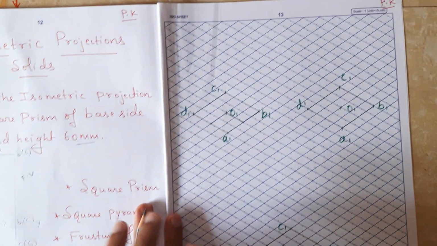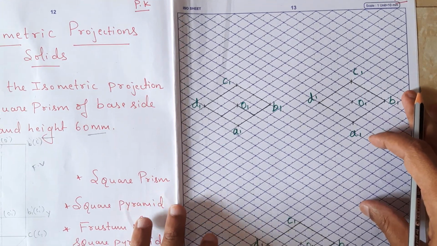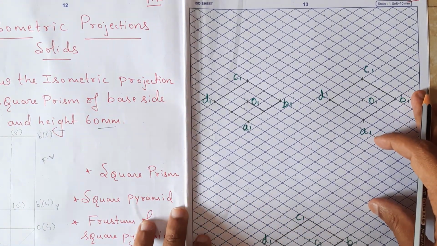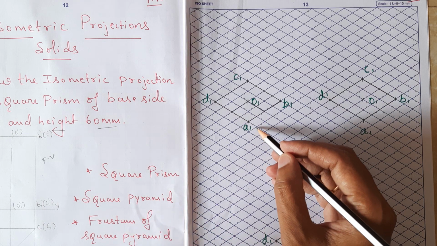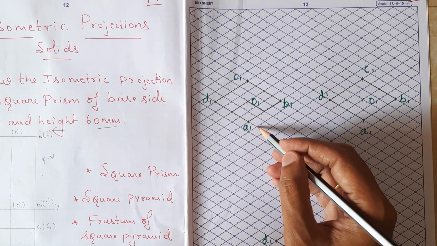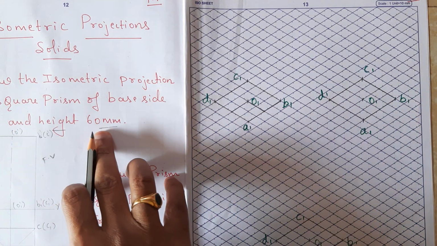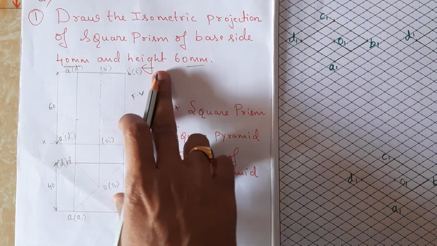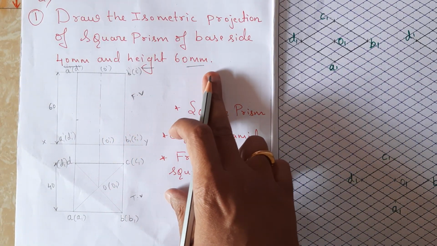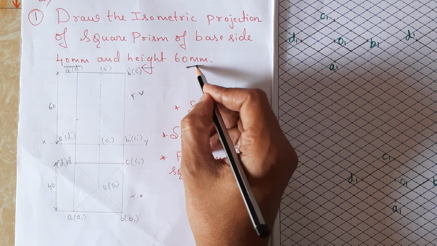In the previous video I have shown you how to draw the isometric projection of a square. See, I have drawn an isometric projection of a square. That is the base of this square prism. So what is the height which has been given? Height is 60 mm. So this is the actual scale.